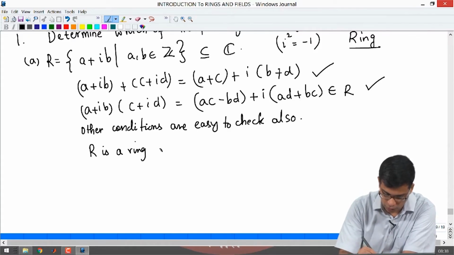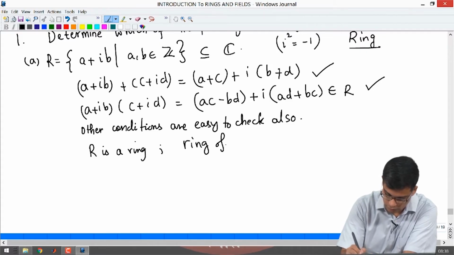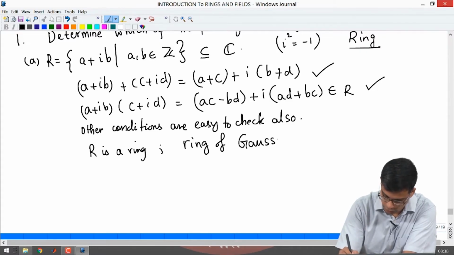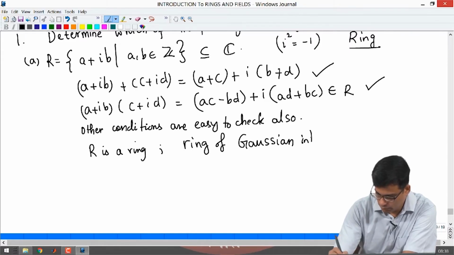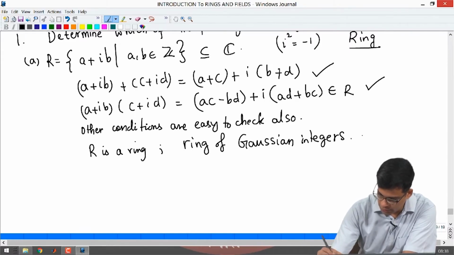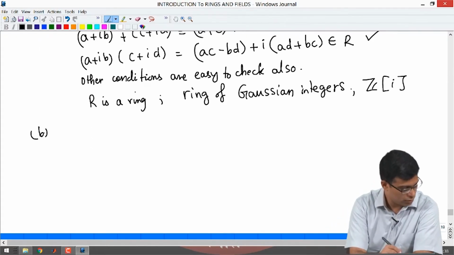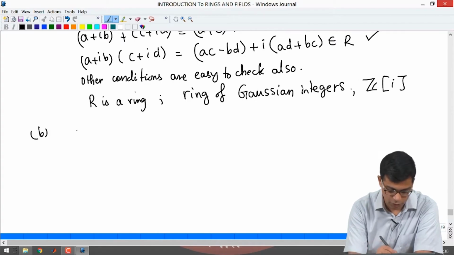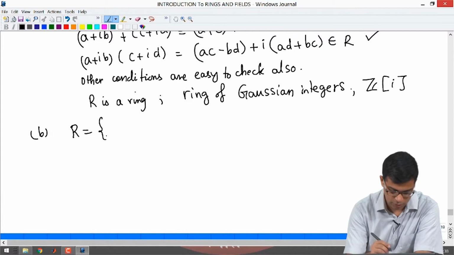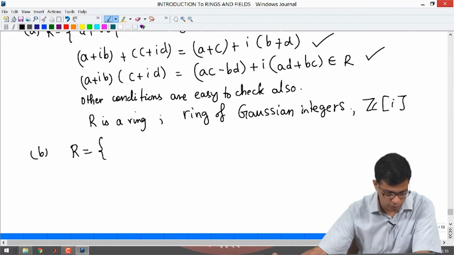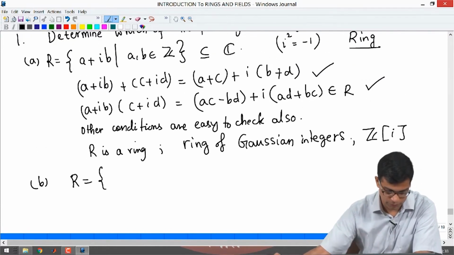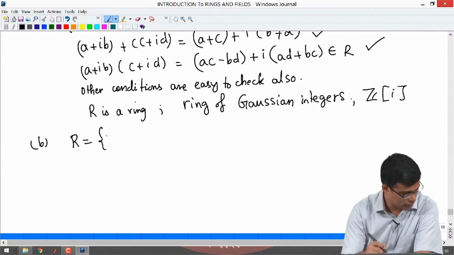and remember it is called the Gaussian integers, the ring of Gaussian integers, and it is denoted by Z[i]. So, this is a familiar ring to us. We will come back to this ring later in the video today. So, let us look at another ring. I will keep denoting all these by R. So, this is the second ring.